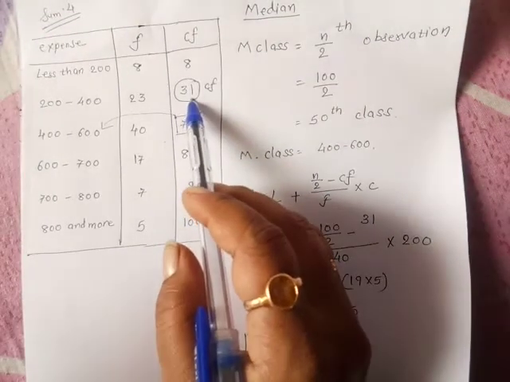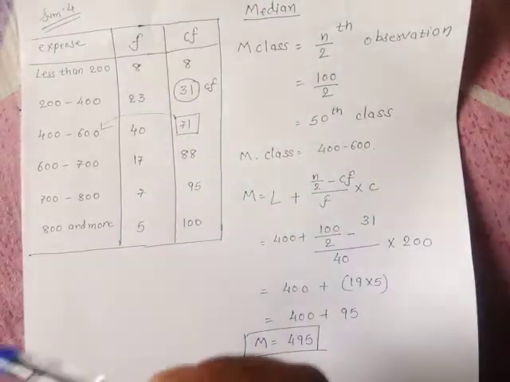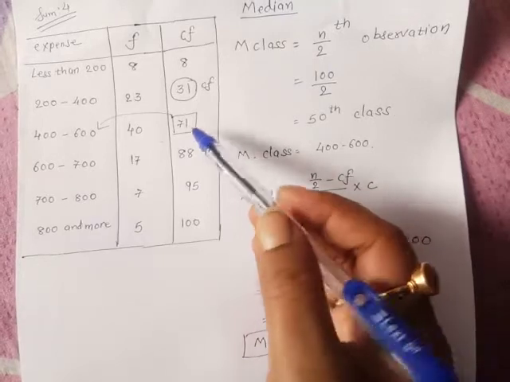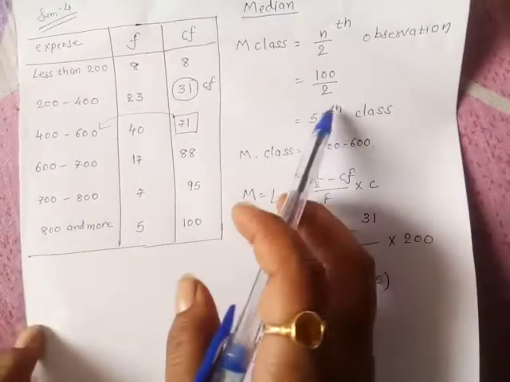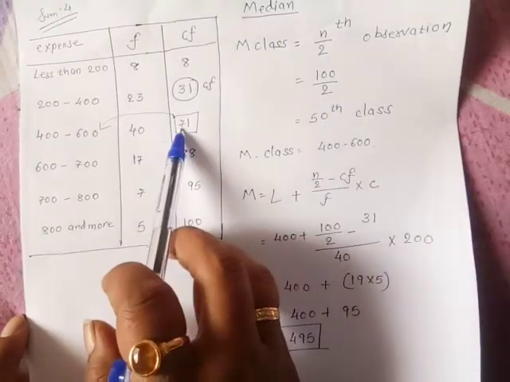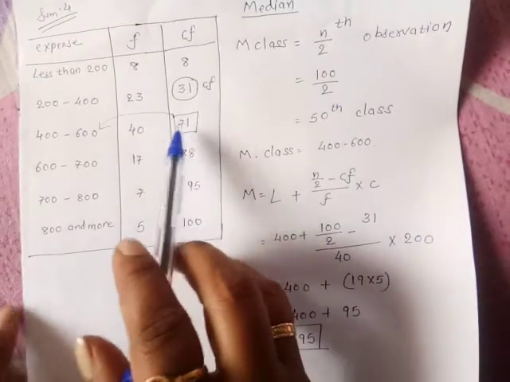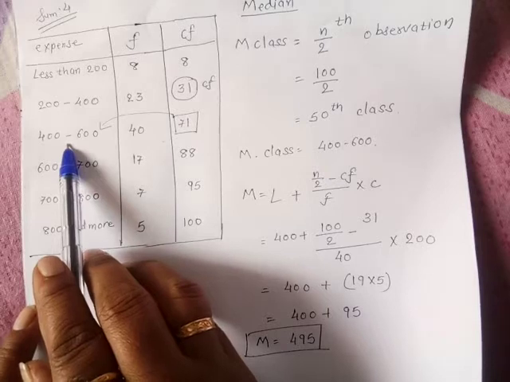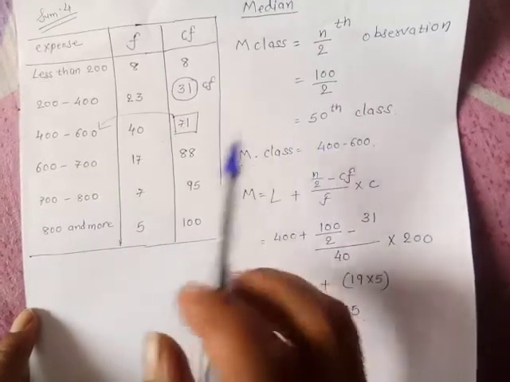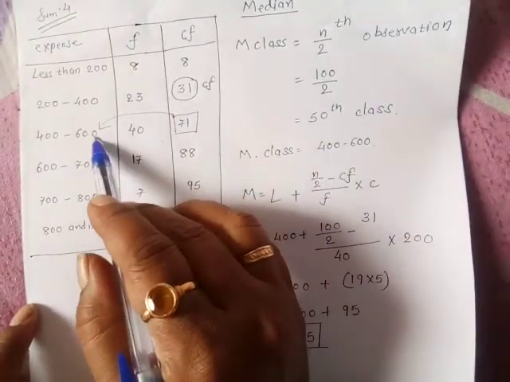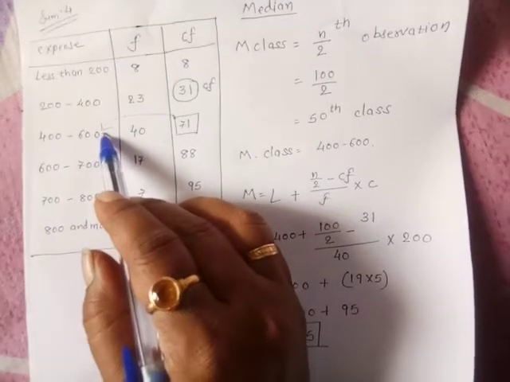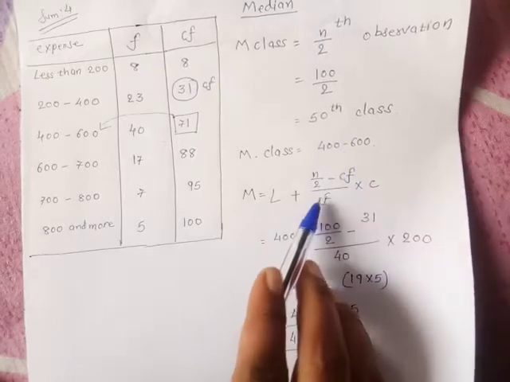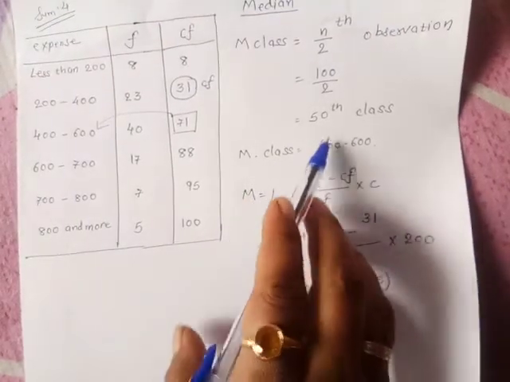The class of the 71 CF, that is 400 to 600, is our median class, right? This we require for the main formula. So this is our median class. Now we write down the formula of the median: L plus n by 2 minus CF upon f multiplied by C. L means lower limit of this median class. So that is 400. So write down 400 plus n by 2, that is 100 by 2, minus CF. Now which CF do we take?